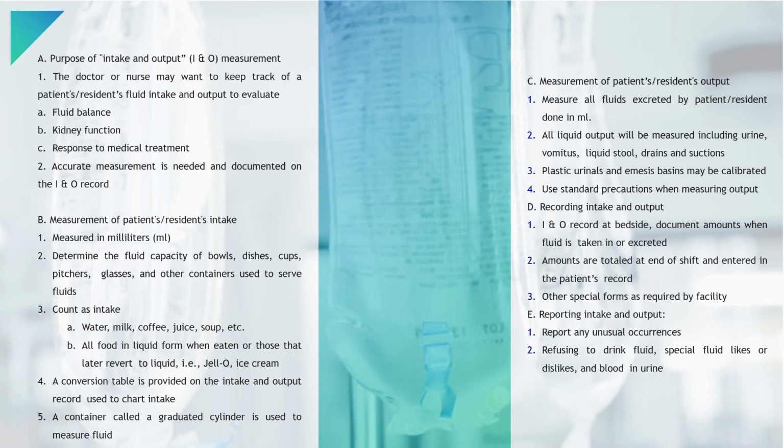Recording intake and output. The I&O record at bedside documents amounts when fluid is taken in or excreted. Amounts are totaled at the end of the shift and entered in the patient's record. Other special forms as required by facility. Reporting intake and output: report any unusual occurrences, such as refusing to drink fluid, special fluid likes or dislikes, and blood in the urine.